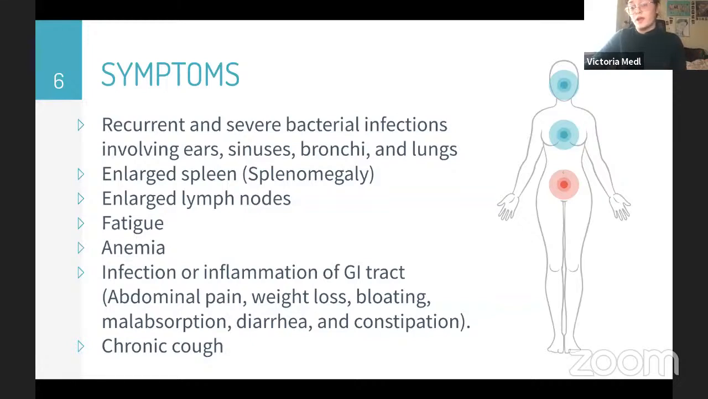They get a lot of bloating. They're not able to absorb their nutrients as well. They have diarrhea and other bathroom-related disorders as well. And another one is chronic cough, which I'll actually talk about the implications of later on in the presentation.